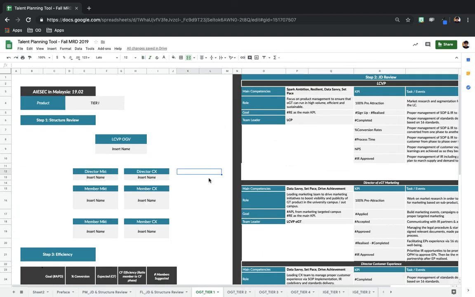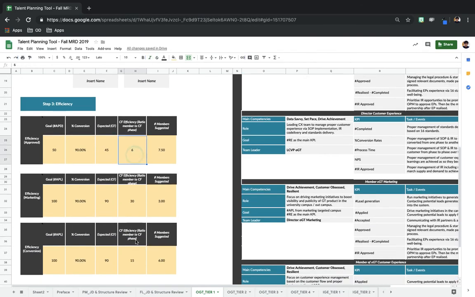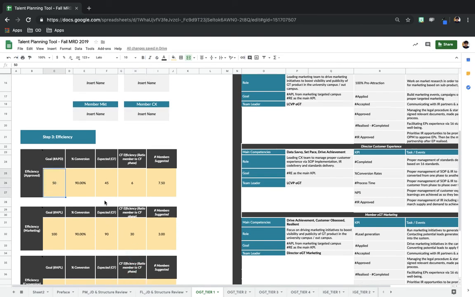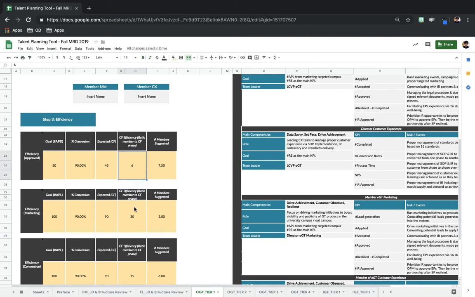And then after that, tier 1 is basically two directors already, one on marketing, one on CX, where OGT VP will focus on really product development and the big picture itself. Okay, so efficiency is the same, 6, 30, and 15 is basically the same thing. It's just that the number of exchanges increases, where the structure mentioned for tier 1 is 44, 45 and above. So that's why the efficiency is being managed this way, for your information.